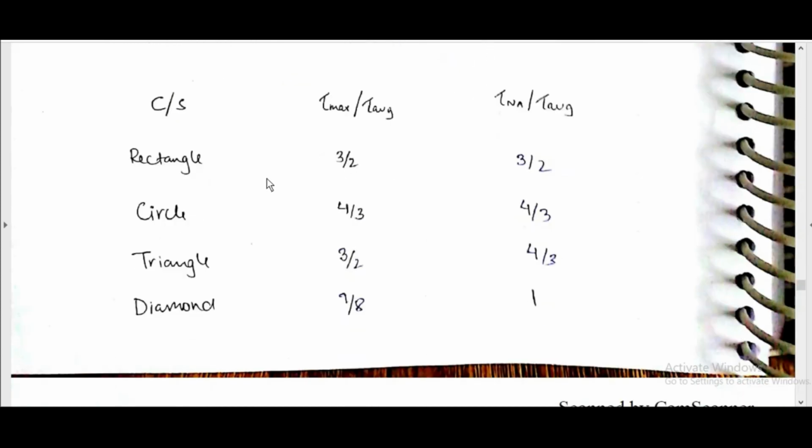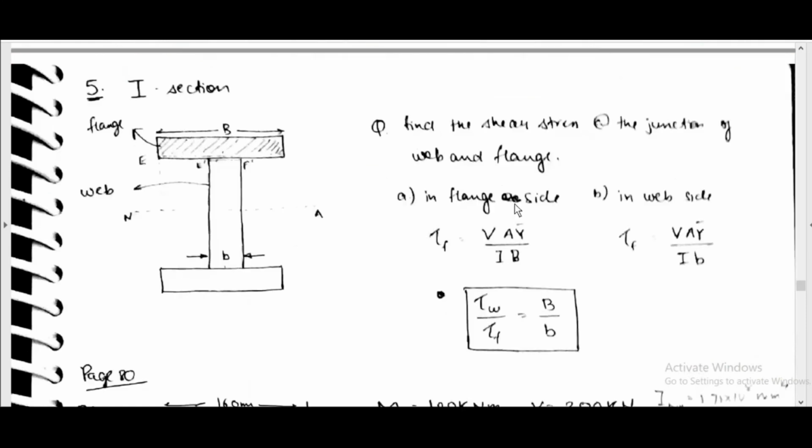Now, a summary of all the above: cross section, tau max by tau average, and tau N A by tau average. For the rectangle, tau max and tau N A are the same, 3 by 2 and 3 by 2. For the circle, 4 by 3 and 4 by 3, also the same. But for the triangle, tau max by tau average is 3 by 2 and tau N A by tau average is 4 by 3. For the diamond, tau max by tau average is equal to 9 by 8, and tau N A by tau average is 1.